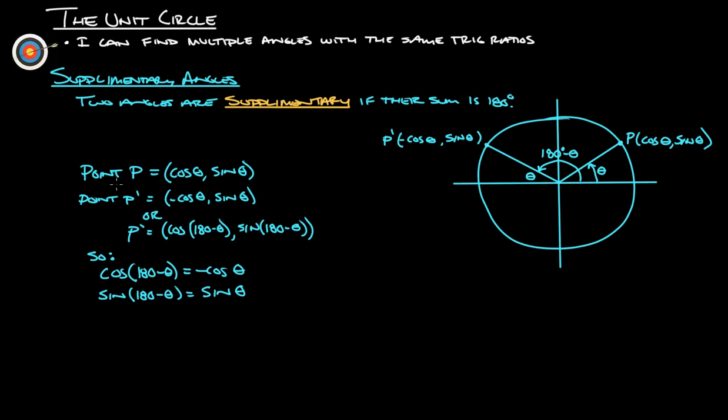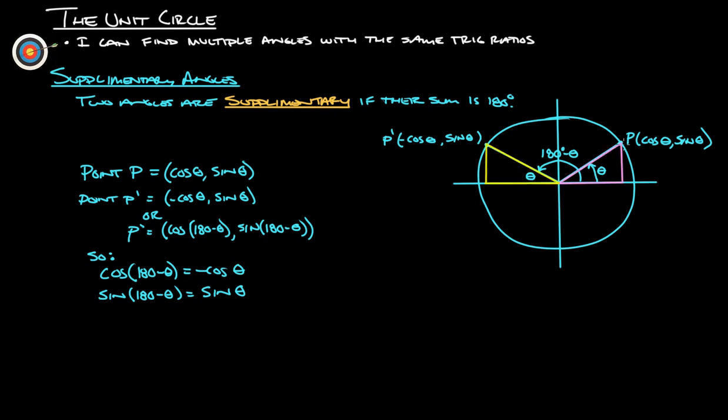Point P, again, instead of putting the x and the y, we now know that x is the same thing as cosine theta. So we're going to say point P is cosine theta, and then the y is sine theta. P prime, this one over here, as we make this little triangle here, I'm just going to draw this on here to hopefully help this make a little bit more sense. Okay, so here we go.